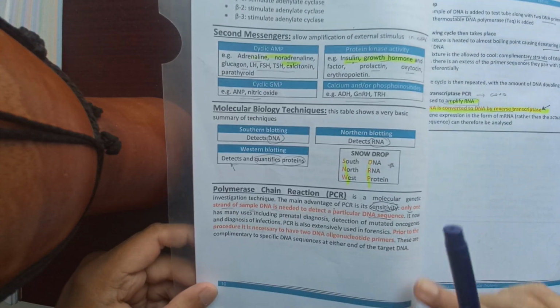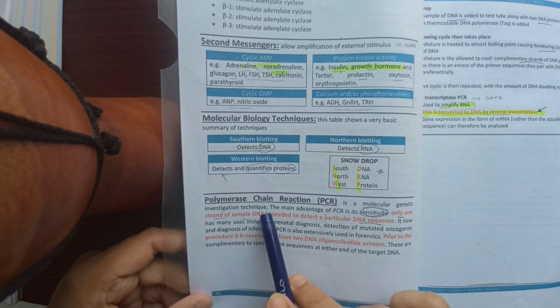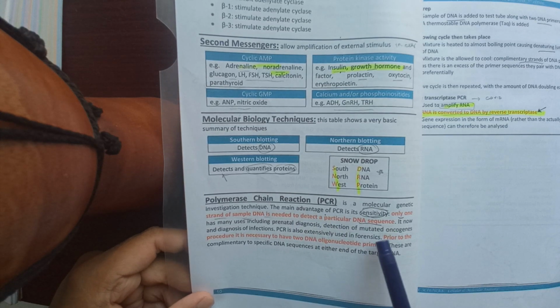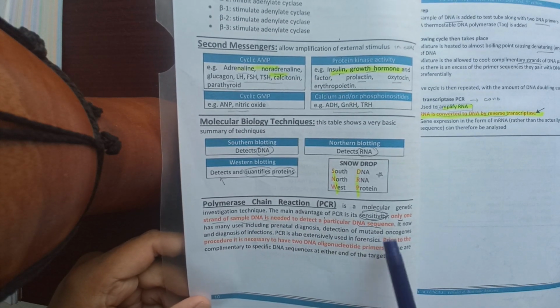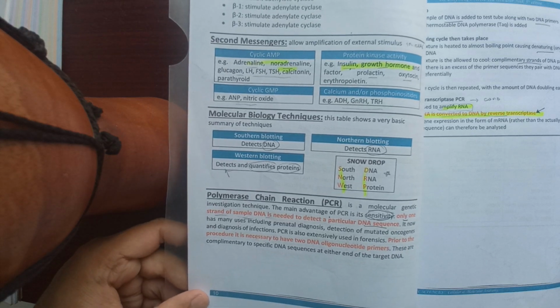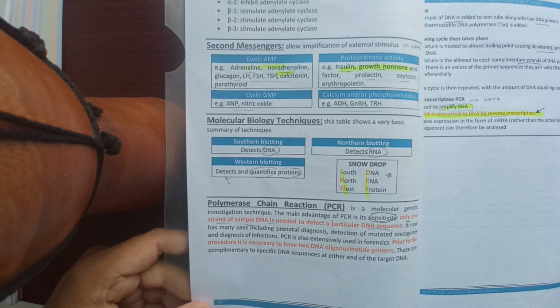Now comes polymerase chain reaction. It's a molecular genetic investigation technique. The main advantage of PCR is its sensitivity. Only one strand of sample DNA is needed to detect a particular DNA sequence. It now has many uses, including prenatal diagnosis, detection of mutated oncogenes, and diagnosis of infections. PCR is also extensively used in forensics.